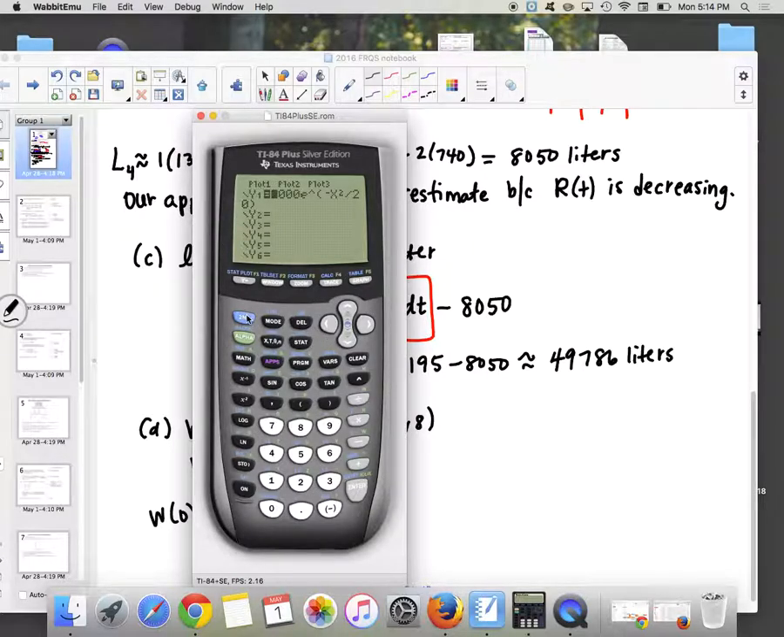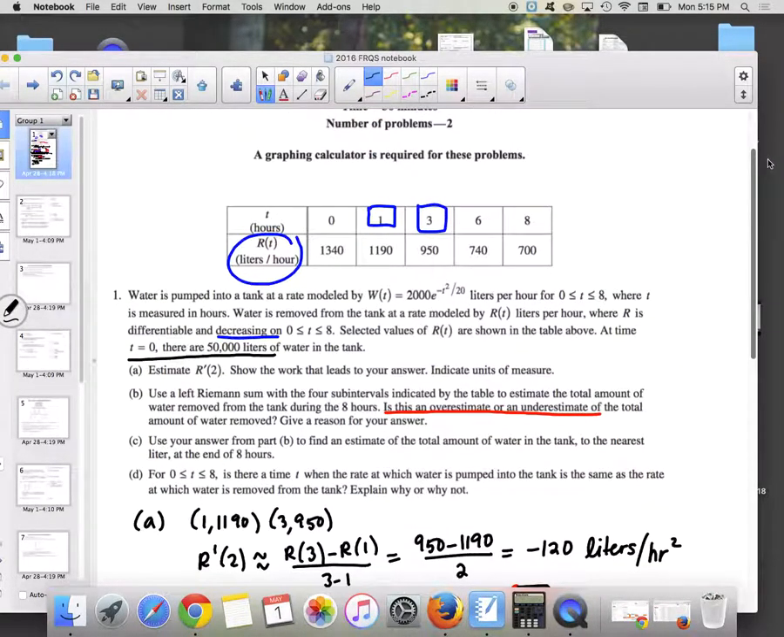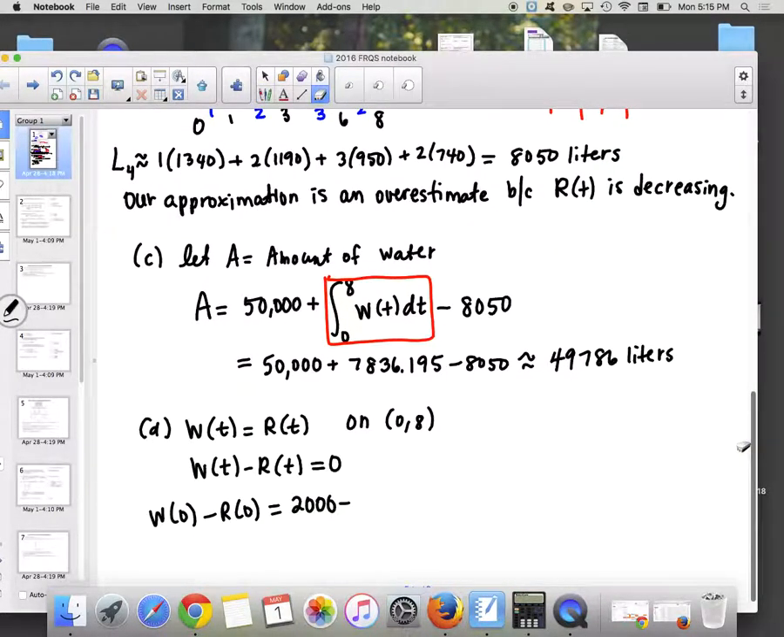And then W of 8, you can scroll down, or you can make it so your table, you ask for the values. Yours should already say that. But if I have 8, I end up getting 81.524. So W of 0 is the 2,000. Let me write it up here. And R of 0 was in our chart. So if we go back up to our chart, we see that R of 0 is 1340. So we're going to have 2,000 minus 1340.